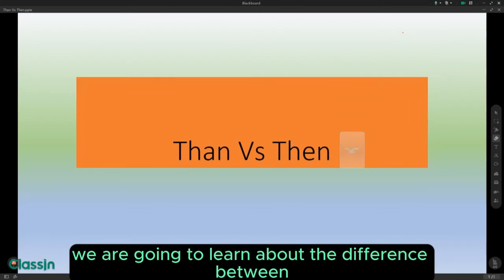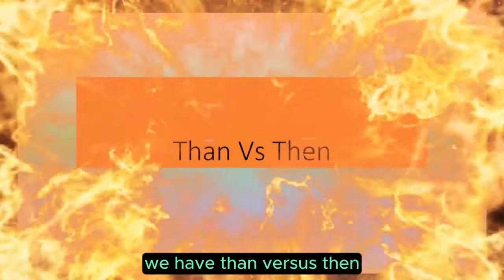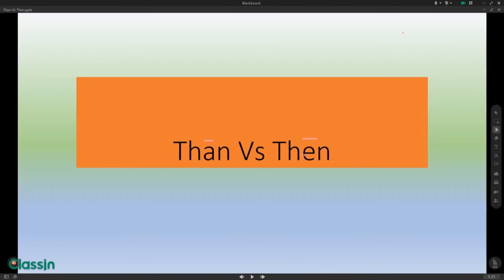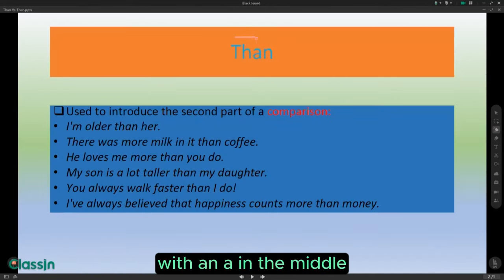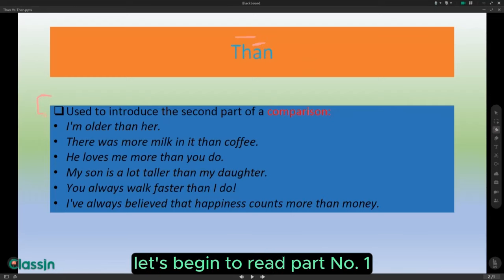In this video, we are going to learn about the difference between "than" with an A and "then" with an E. As you can see here, we have "than" versus "then". We are going to start with "than" with an A in the middle. Let's have a look. Let's begin to read.